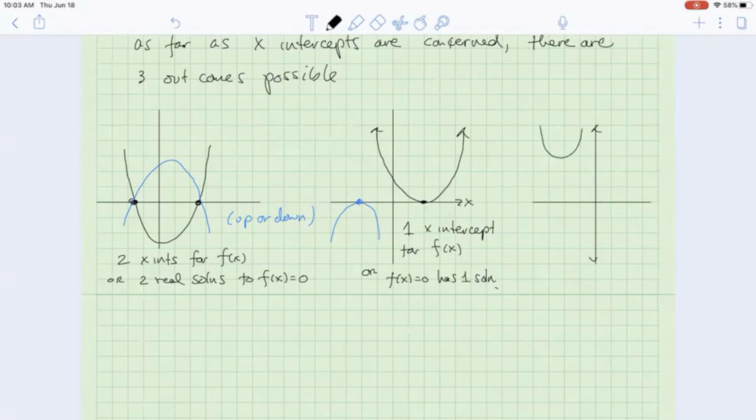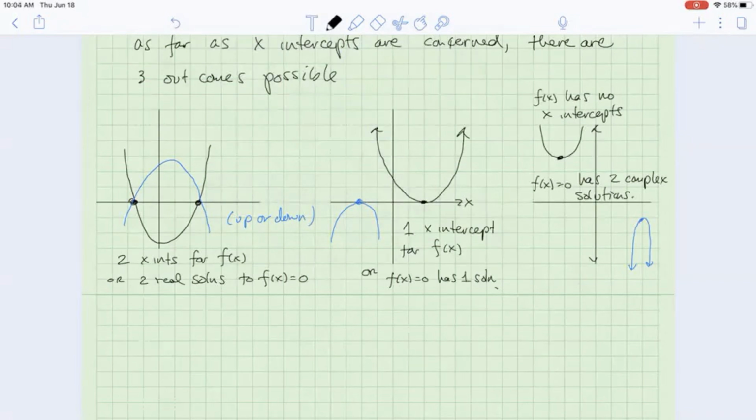this parabola could open upward and be above the axis, or it could open downward and be below the axis. And in this situation, f of x has no x-intercepts, or f of x equals 0 has two complex solutions. So those are the three scenarios.